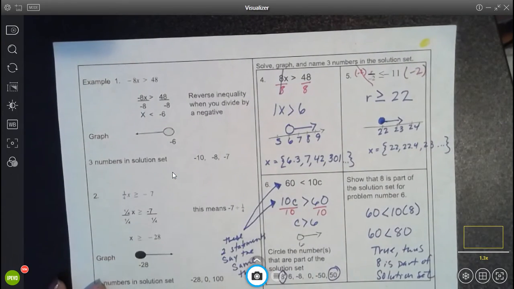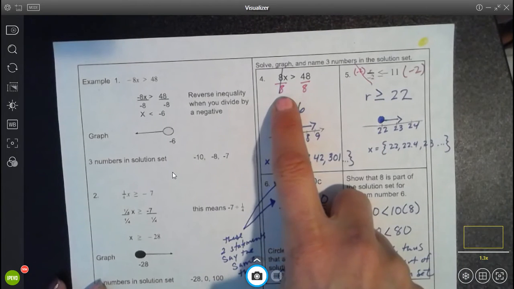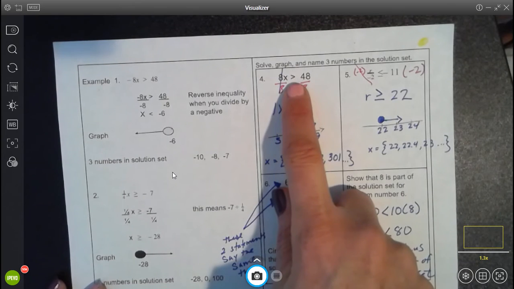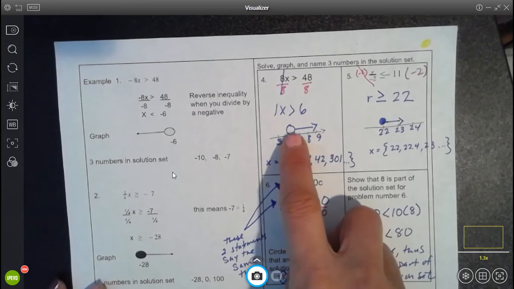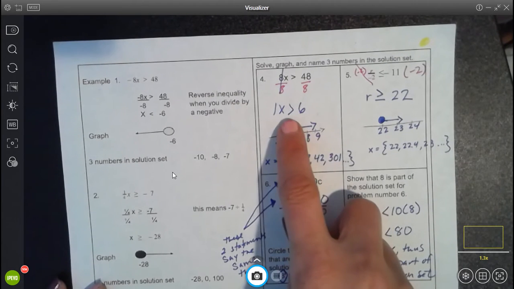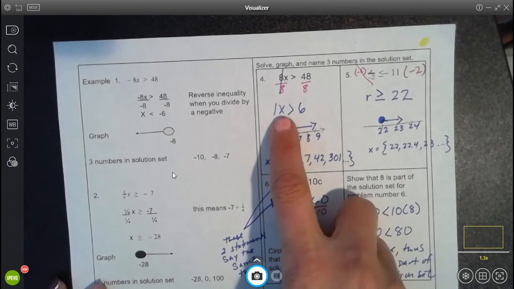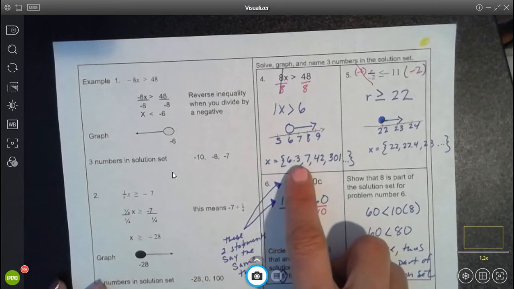Okay, here's 2 examples already done for you, typed up, and then here's some that I'm going to do with you. This one here, we would divide by 8 on both sides. The coefficient's a positive, so we just leave it alone. It was a greater than, it's still a greater than. We'd use an open circle for whenever it doesn't have the line under it. And it's going to go to the right. Numbers that are greater than 6 would be 7 is greater than 6, 8 is greater than 6. The numbers to the right are greater. Here's some examples of them.